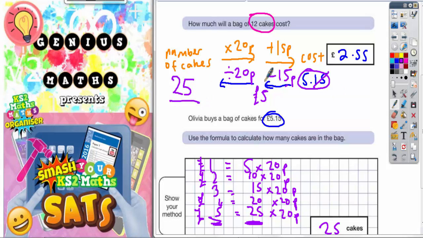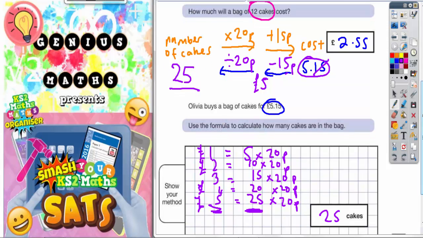And once we've got back to the beginning, you've got the number of cakes. So your number of cakes times 20 add 15 gives you the cost. But working in reverse, the cost, subtract 15 divided by 20 gets you back to the number of cakes. So the final answer to that question is 25 cakes.